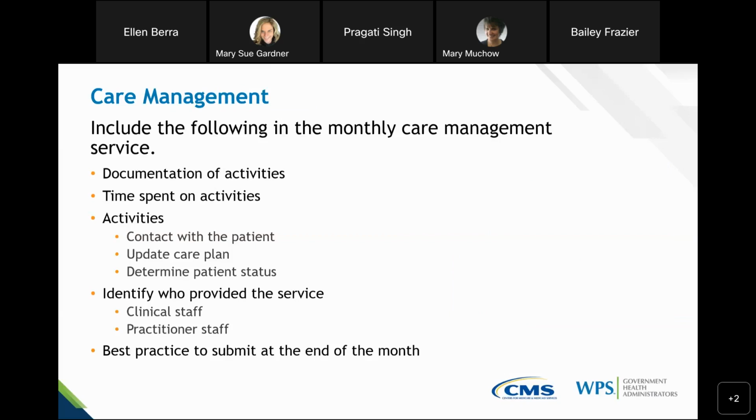So you're going to document the contact. I spoke to Susie today. Here's what we talked about. Here's information I gave her, information she gave me. Here's how long it took to do that. And then you're going to document that again within your records. The time that you spend documenting that, that's part of the time for this procedure code.